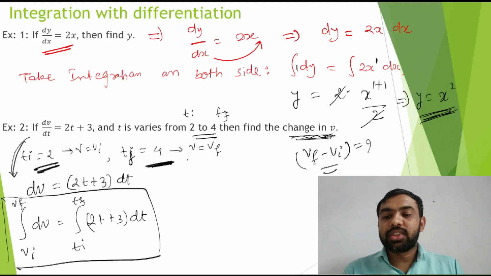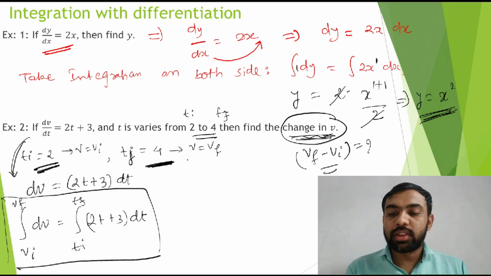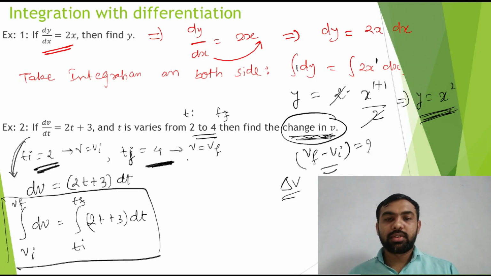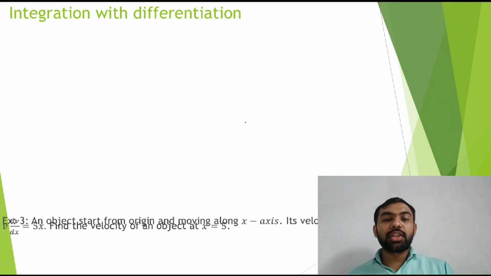ओके, तो अब क्या चाहिए था? चेंज इन v, तो मतलब इसको क्या बोलते हैं? डेल्टा v, फाइनल माइनस इनिशियल. ठीक है, so this is the simple terms. In this way you get the answer of integration differentiation. Okay, all of you must go through this, then after we will go to the next one. Note it.